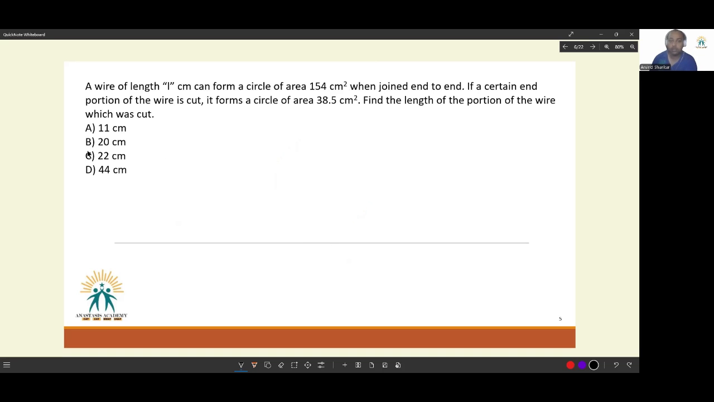Okay. Next question. A wire of length L can form a circle of area 154 centimeters square. If a circle has this area, so pi r square, 22 by 7 r square is equal to 154. Cancel 7. The radius of such a circle is going to be 7.